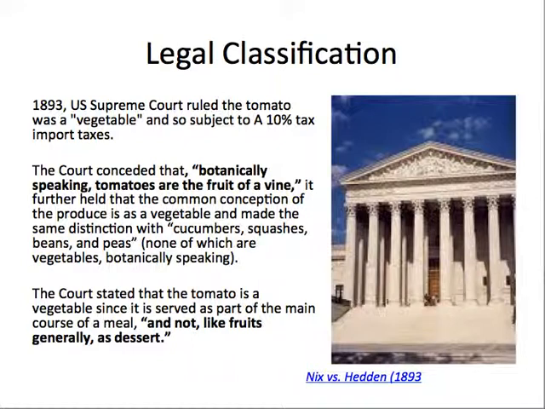So the court conceded that, botanically speaking, tomatoes are the fruit of a vine. It further held that the common conception of the produce is as a vegetable, and made the same distinction with cucumbers, squashes, beans, and peas, none of which are vegetables, botanically speaking. The court stated that the tomato is a vegetable since it is served as part of the main course of a meal, and not like fruits generally as dessert. So that was a legal kind of distinction, not based upon scientific classifications, but more based on popular conventions. And because it had to pay that 10% tax, of course, it meant that fruits, which didn't have to pay it, were more competitive.